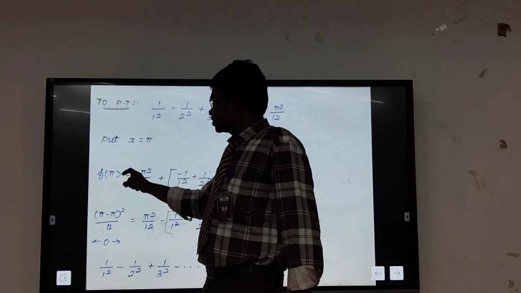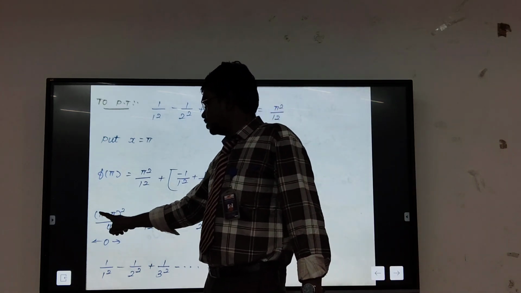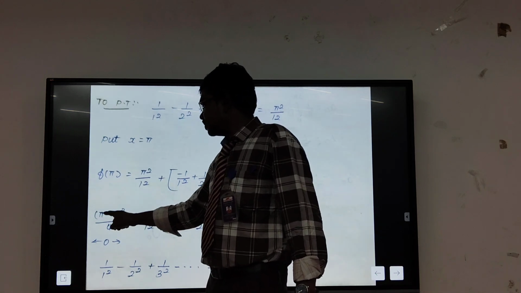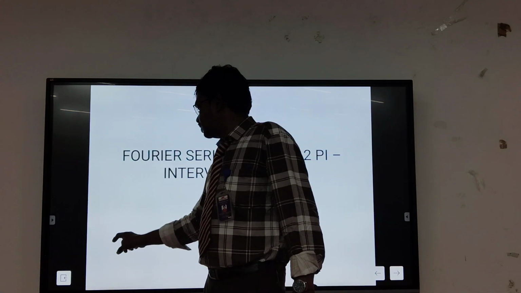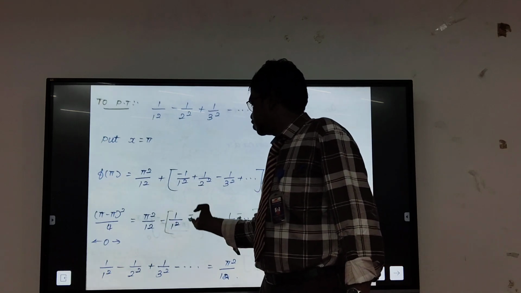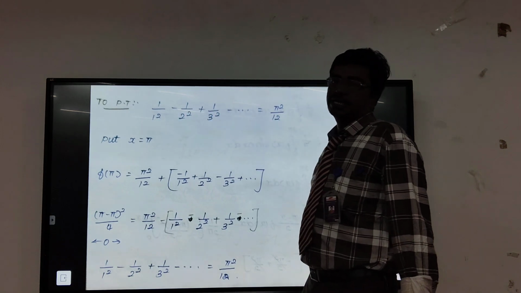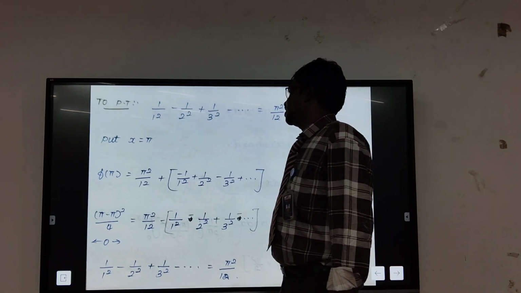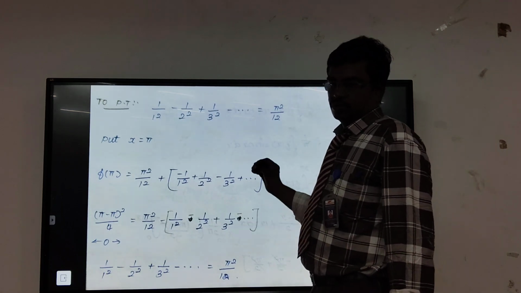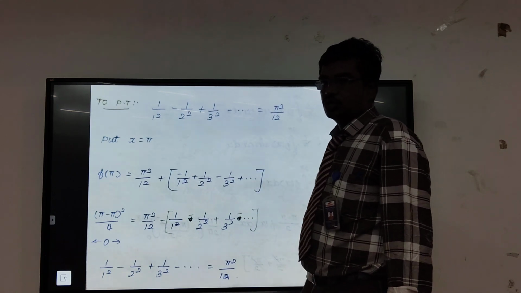How do you find f of pi? We know that f of x equal to pi minus x by 2 whole square. Now substituting pi, pi minus pi is 0, so this total will be 0. Therefore after simplification, the minus term you can convert to a plus term. The final answer is we get 1 by 1 square minus 1 by 2 square plus 1 by 3 square minus etc. equal to pi square by 12. This is the problem based on the Fourier series in the interval 0 to 2 pi.